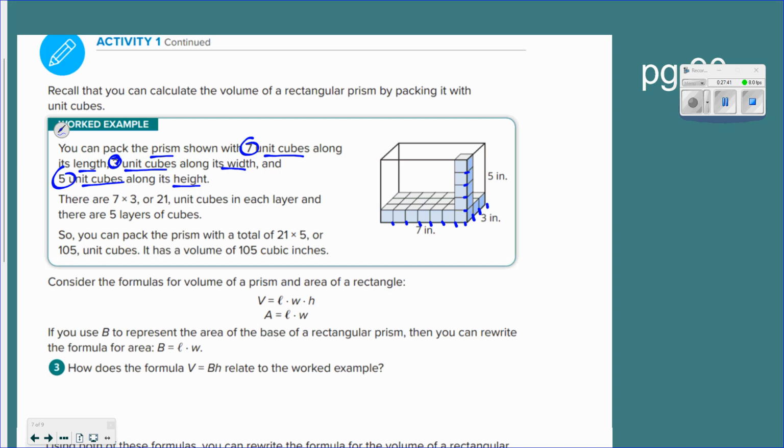So now let's talk about how many it takes to pack up this entire thing. If I've got 7 across the bottom and 3 across the width, how many total cubes are in that bottom layer? 21. So there are 7 times 3, or 21 unit cubes in each layer. And how many layers? 5. The total would be 21 times the 5 layers, or 105 unit cubes. So the volume is 105 cubic inches. Does that make sense? Yes.